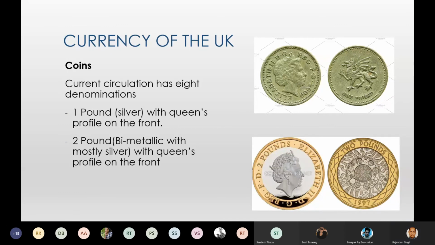So those are the 8 coin denominations and 4 cash denominations. If, after you graduate from Softwarica College, you decide to go to the United Kingdom for your higher education or for work, you have some idea now about British currency as well.